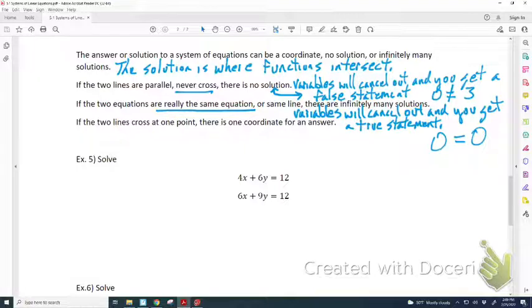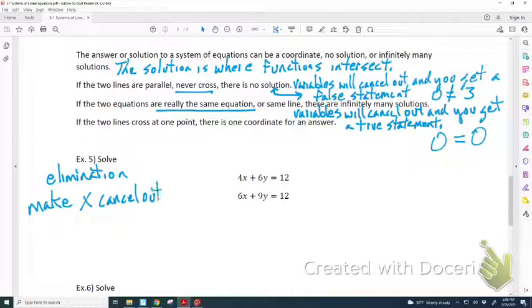So let's try number 5. That one looks ready for elimination. You can use either strategy if you want, but I see the variables stacked. Let's make x cancel out. So I'm looking at the 4 and the 6 here, and they have a least common multiple of 12. So let's multiply this guy by 3 to make the 4 become a 12. And let's multiply this by negative 2 so that that 6 becomes a negative 12.